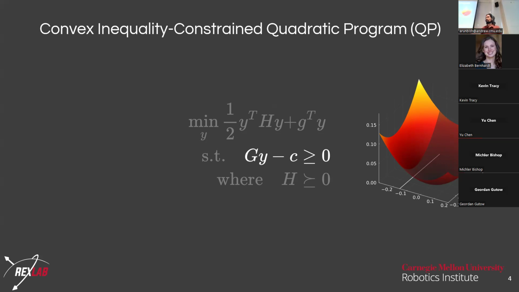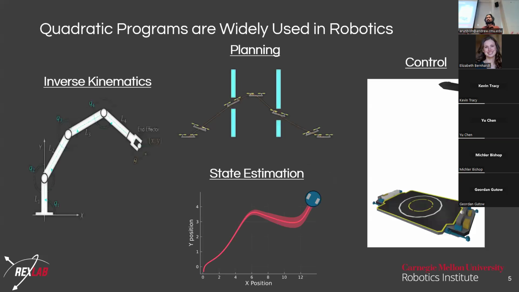So why do we care about QPs? One of the main reasons is that a lot of problems in robotics can be solved either using QPs or using QPs as part of the process. So things like task space inverse kinematics, planning problems, state estimation like batch linear least squares. And then what I am really interested in is control problems. So a very common example of this is solving, for example, the soft rocket landing. And that's using model predictive control.